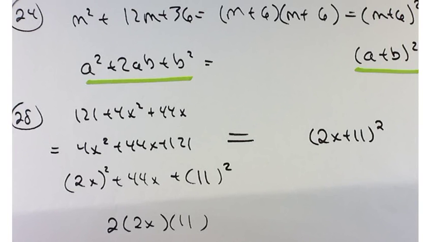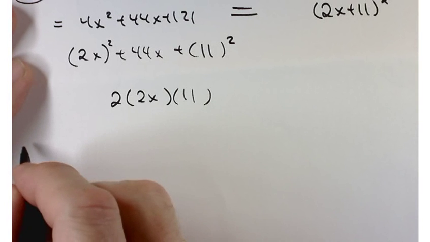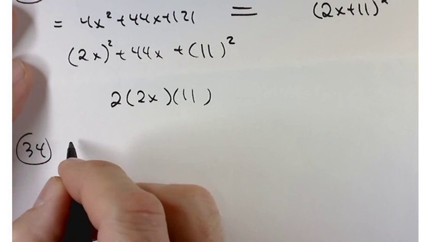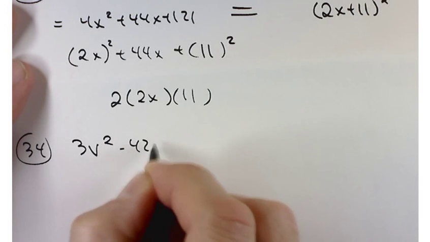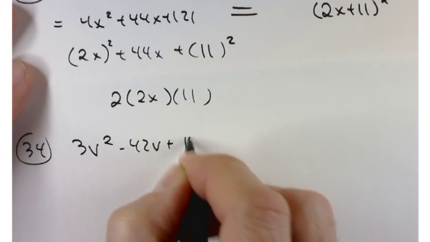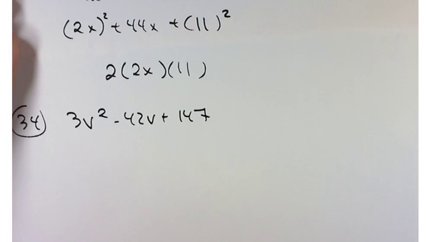Let's take a look at problem number 34. 3v squared minus 42v plus 147. Now, none of these look like perfect squares, especially the end terms. 147 is not a perfect square. 3 is not a perfect square. You've got a list of perfect squares on the left-hand side board.